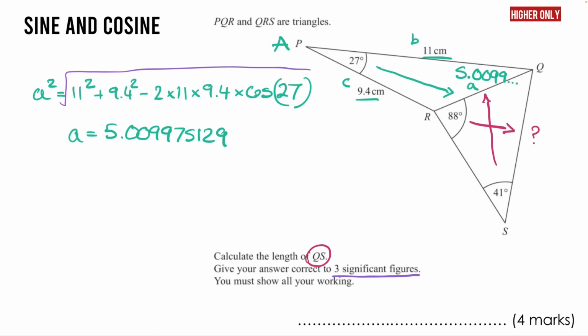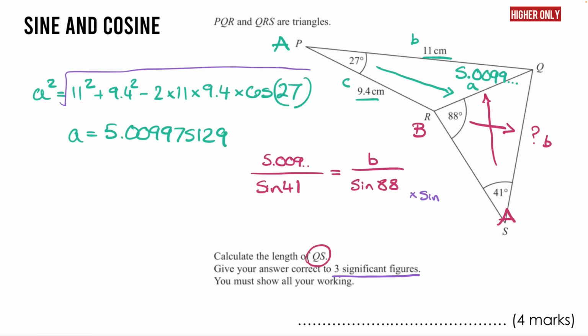Now I can use the sine rule. I can do A over sine A, so as that's already A, let's call this big A, and then equals B over sine B. So if I plug the values in, we have 5.009, this number, over sine 41, and that's equal to the one we're looking for, B over sine 88. To isolate the B, we times both sides by sine 88. And if I want to write that out in full, it would be 5.009 sine 88 over sine 41, and that is equal to B.